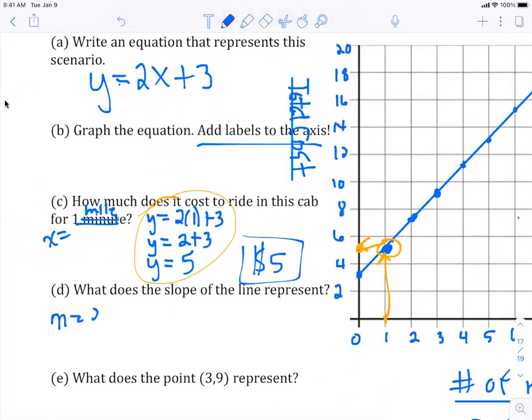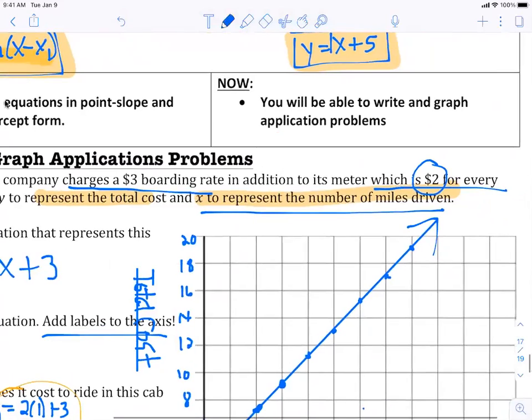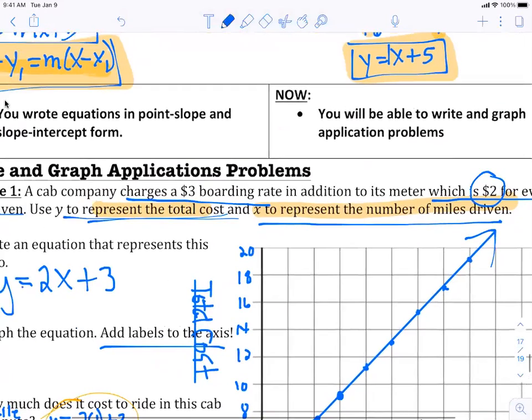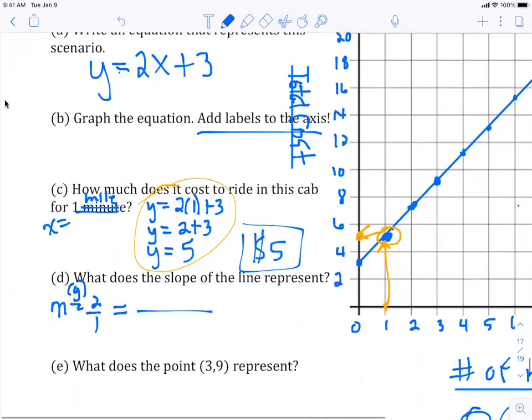Well, let's start off with, what is my slope? My slope is 2/1. And for any slope, whatever number is on top represents the y's. We took 2 points, whatever they were, and we subtracted their y values and got 2. So if my y values are the ones on top, and y represents the total cost, then what this really means is it basically costs $2 for every 1 mile, which we kind of already knew.